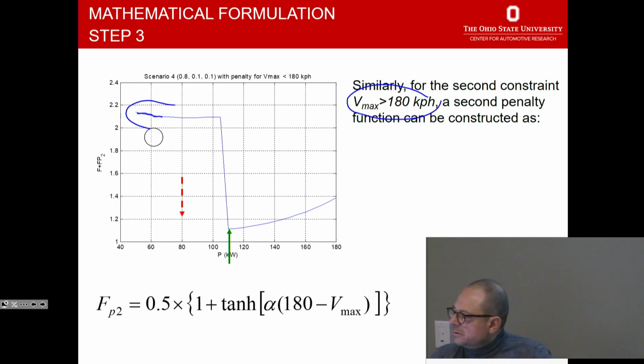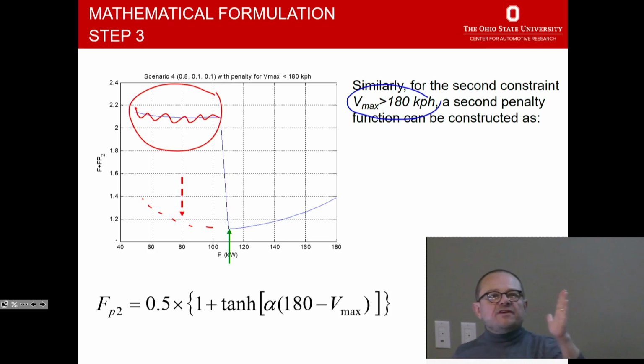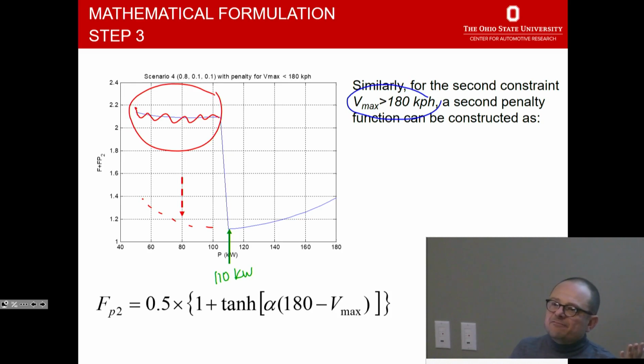Let me do it in red. I'm going to further expand the region. Before, things might have looked something like that, okay? And so with that additional penalty, I am moving things further to the right, and now my optimum is going to be around 110 kilowatts. So by imposing these constraints, I have moved from an answer that probably was going to be unsatisfactory in terms of vehicle performance. I have moved it from 80 to 90 to 110 kilowatts.